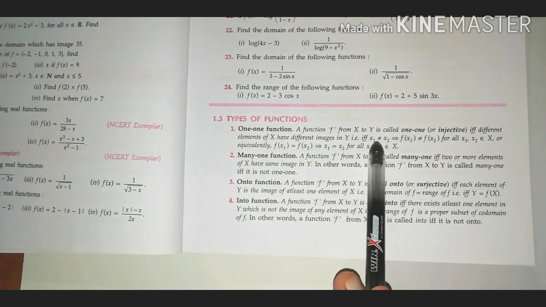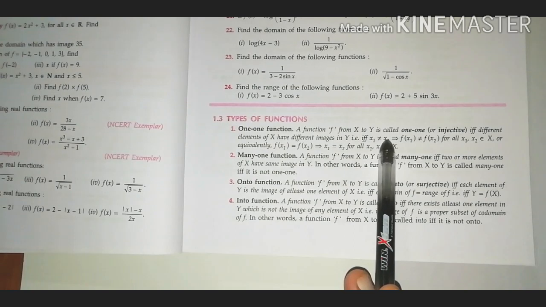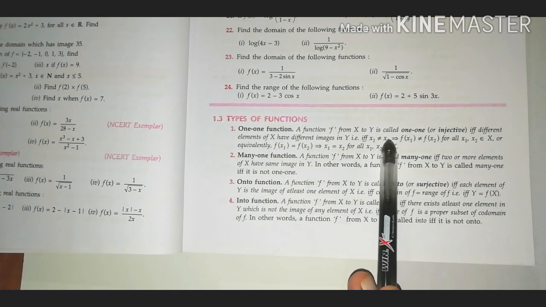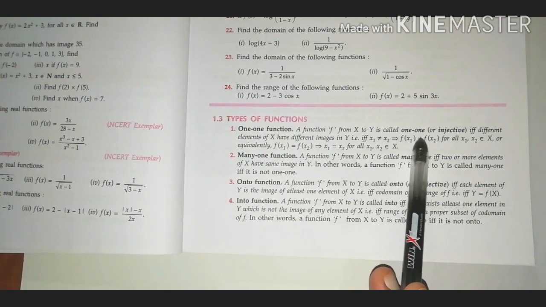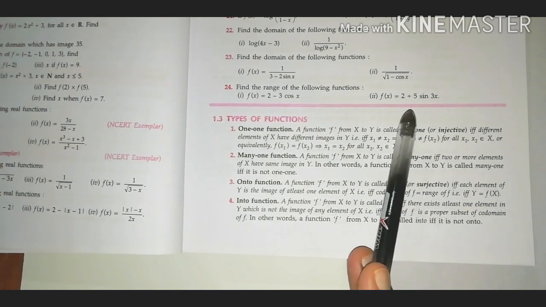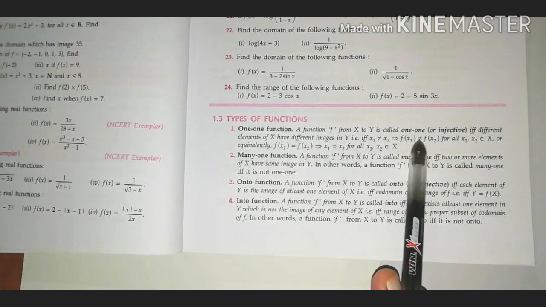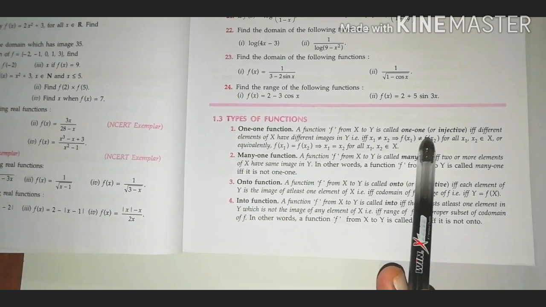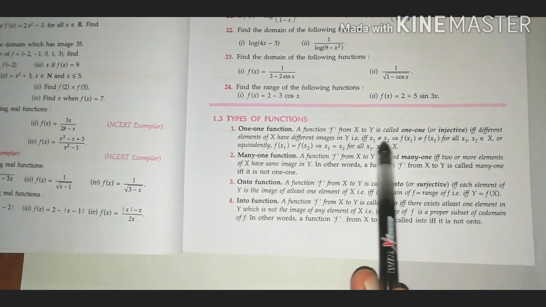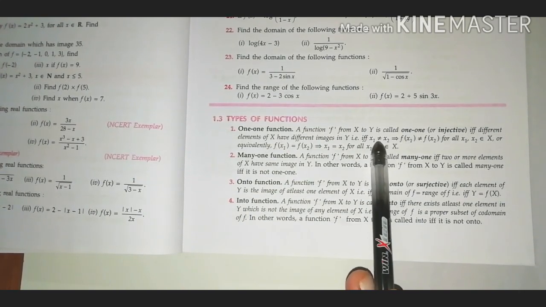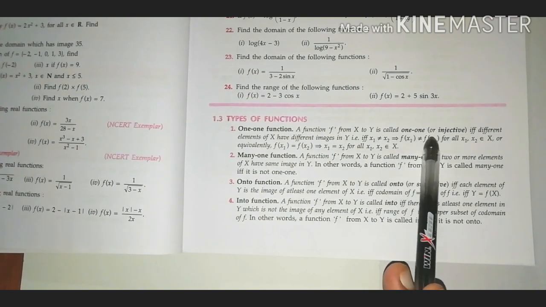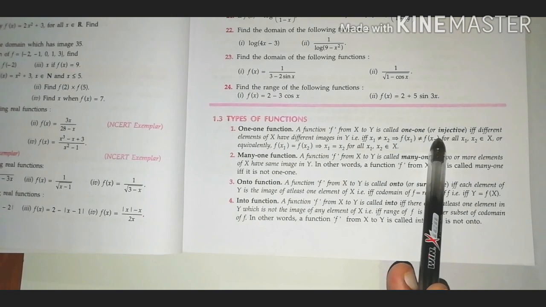Otherwise we can say, if x1 is not equal to x2, where x1 and x2 are elements of the set capital X, then f of x1 is not equal to f of x2. That means if elements are different, then we will get different images. Here it is given like this: if x1 is not equal to x2, then f of x1, that is their corresponding images, are also different.